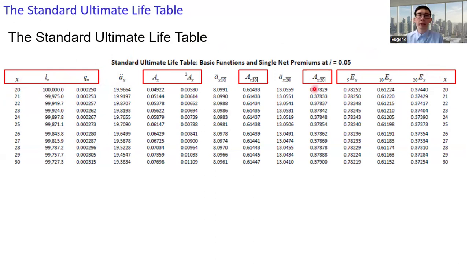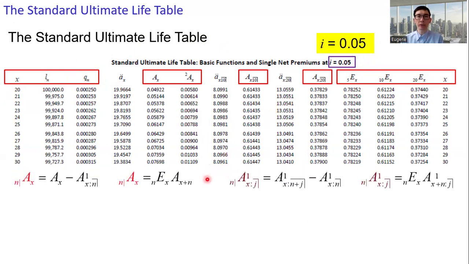To use the numbers in the standard ultimate life table, ensure that the interest rate is 5%, i equals 0.05. And in this video, we will make use of the 4 relationships that we have covered in the previous video as well.